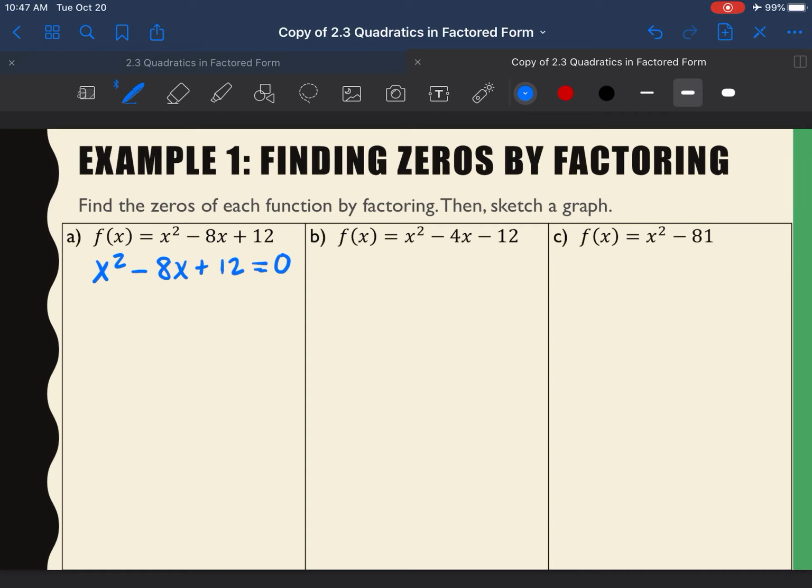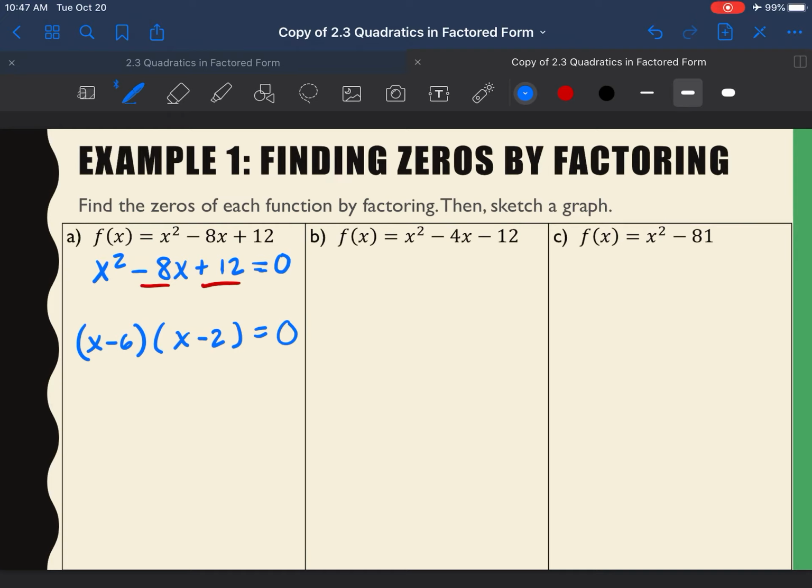Once you set it equal to 0, then you look to see if this can be factored, which these will be able to be factored, because this one is product and sum. So multiplies to 12, that adds to -8, so that would be x minus 6 and a -2. Okay. So now I have factored the problem.